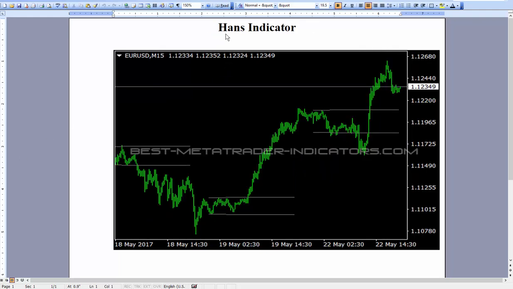This one is called the Hans indicator. It looks like it's some form of a breakout, either down or up. It looks like they put it on the 15-minute time frame.